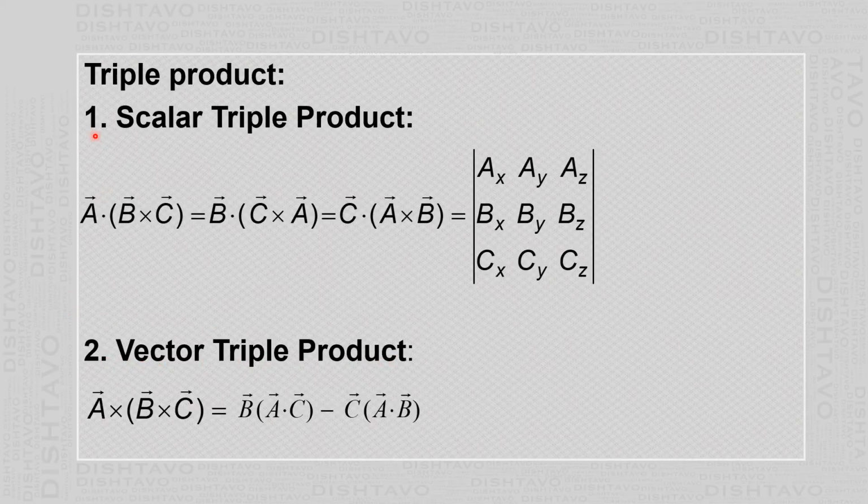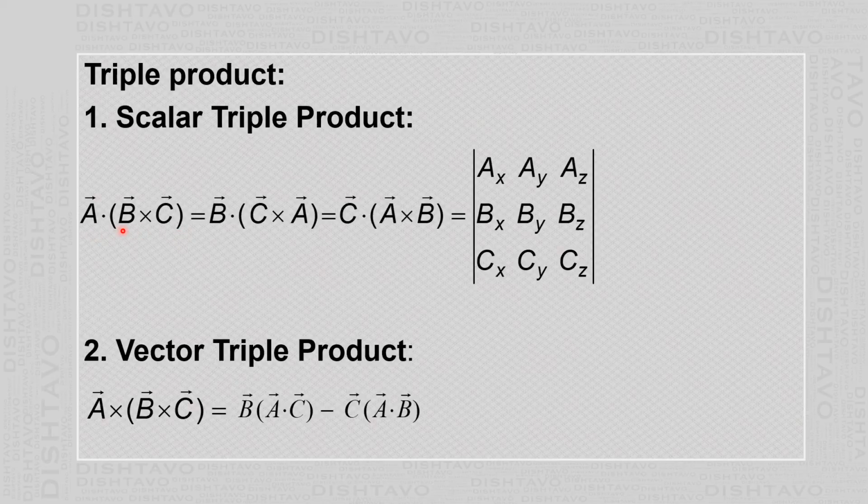Now first one, the scalar triple product. So in this case A, B, C are 3 vectors. First you find B cross C, which is a vector quantity, and then take the dot product with vector A. So this is a scalar triple product. Here see, this is a vector, this is a vector, and when you take a dot product, it is a scalar quantity. So the resulting quantity is a scalar.